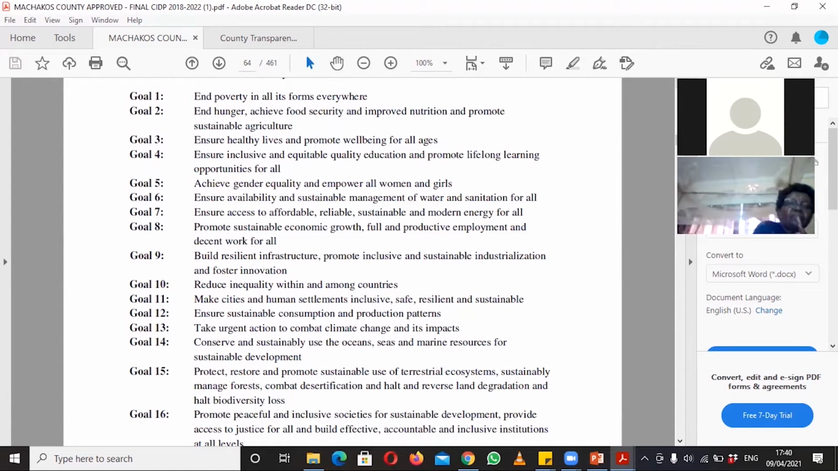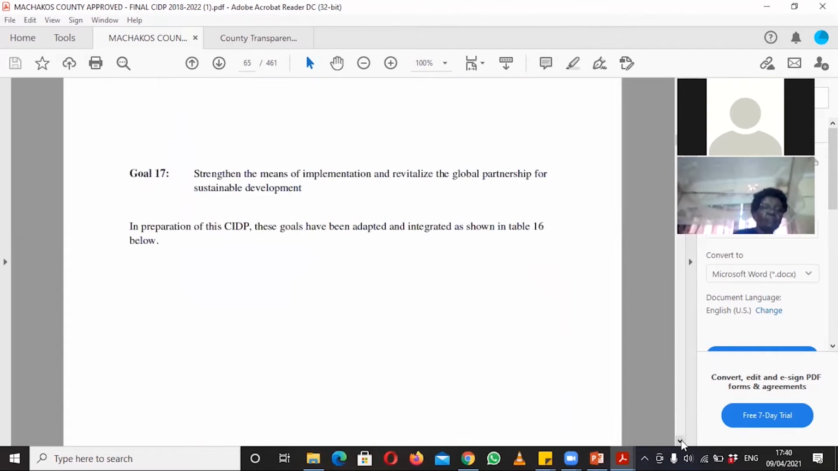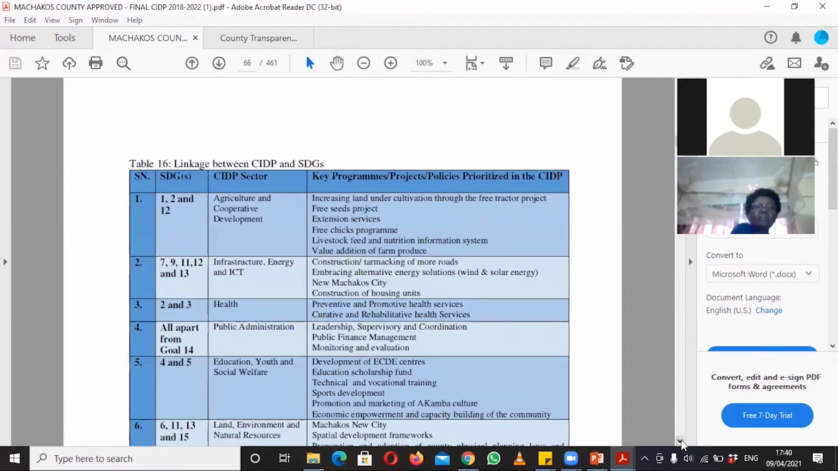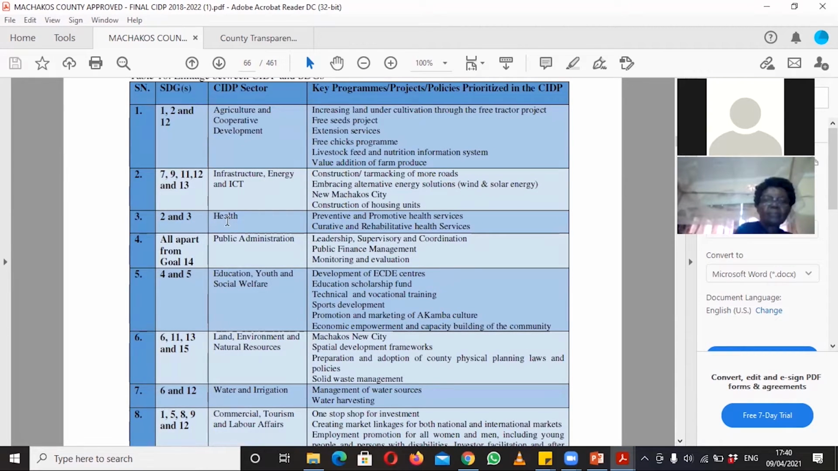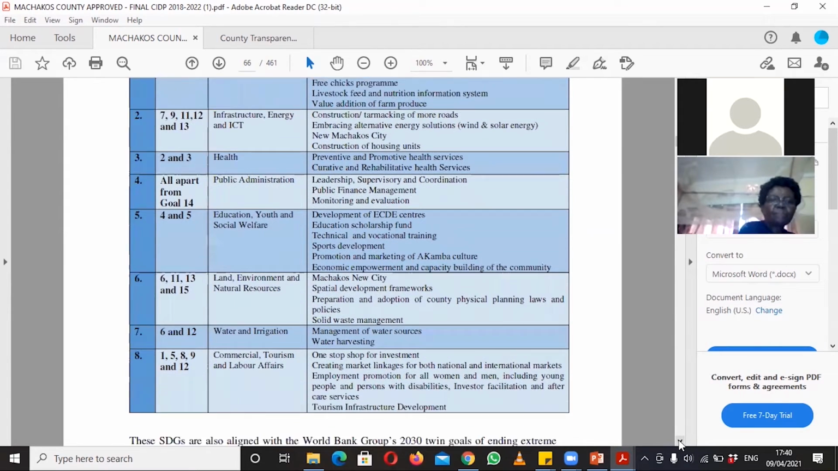SDG 2 says end hunger, achieve food security, improve nutrition and promote sustainable agriculture. And SDG 3, ensure healthy lives and promote well-being for all ages. So you can see the way they're intertwined. The county government has broken it down very well so that you can see the linkages between the SDGs, the sector, and the key programs. You can find this in the new Machakos approved CIDP plan.